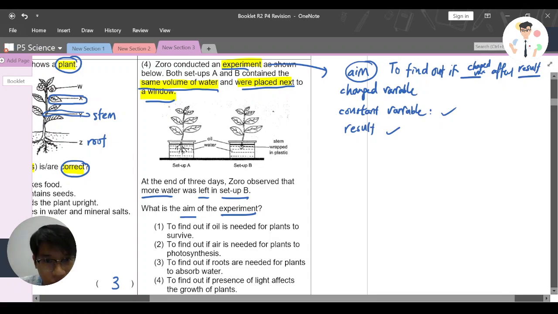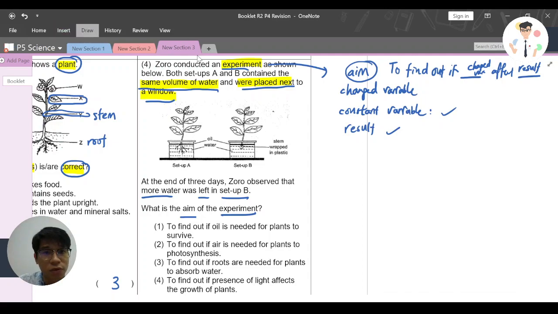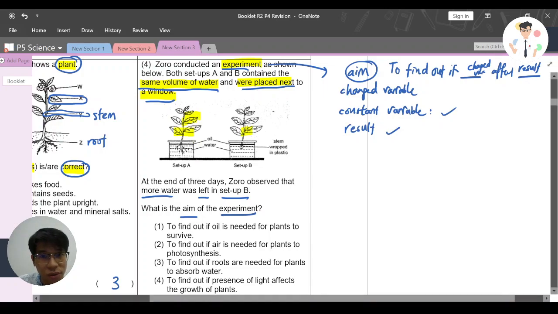So let's try to observe these two setups, and let's try to find out what is actually being changed. As you know, there's the same volume of water, the leaf, everything is good. Yeah, the same plant, same setup. But you notice that this one actually has the root, but here there is actually no root, only the stem wrapped in plastic. It means that the stem in B doesn't have root. Okay, so it's important here. That is basically the change variable: the roots, the presence of root.